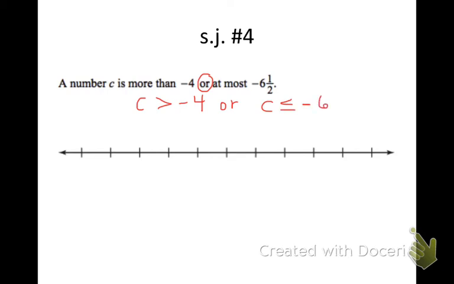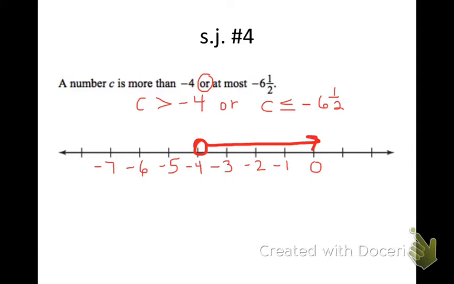So negative 6.5. So if I'm going to graph these, go ahead and do our number line. Okay, and then we will have an open circle at our negative 4, and C is greater than this, right? And we have a closed circle at negative 6.5, and C is less than that. So this is negative 6.5, and that's negative 4.